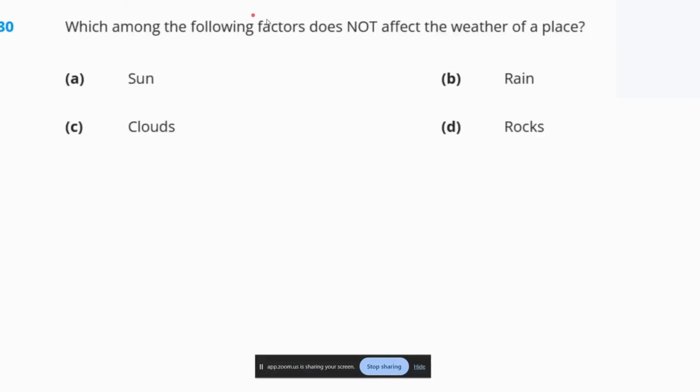Next, which among the following factors does not affect the weather of a place? So is it sun, rain, clouds, or rocks? It is definitely going to be rocks. Rocks don't have anything to do with the weather of a place, isn't it? So option number D is our right answer.